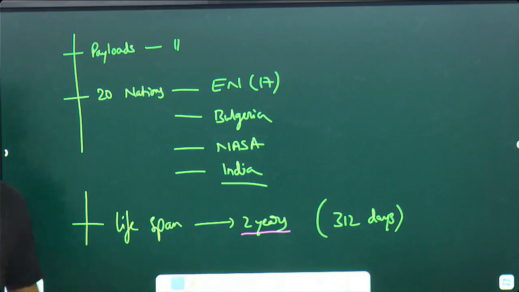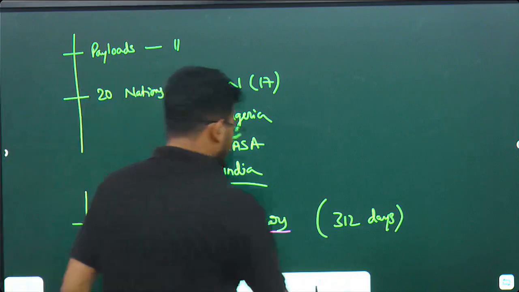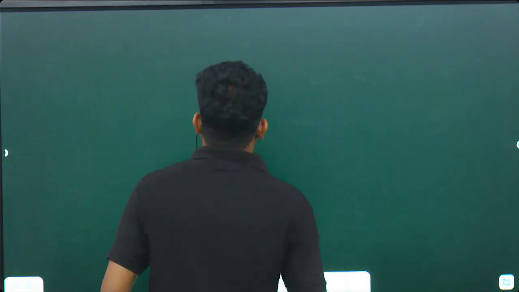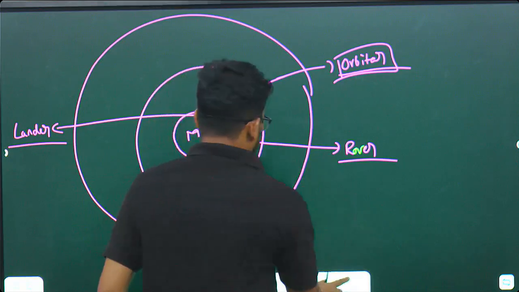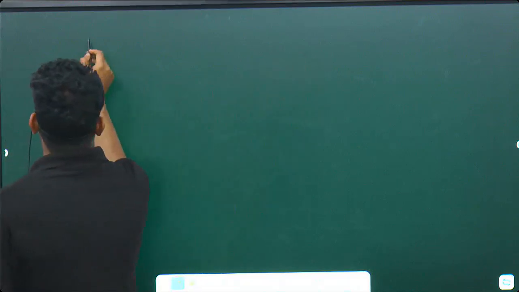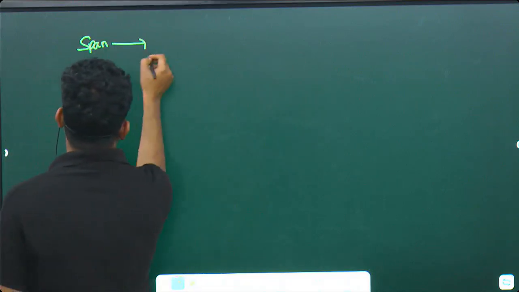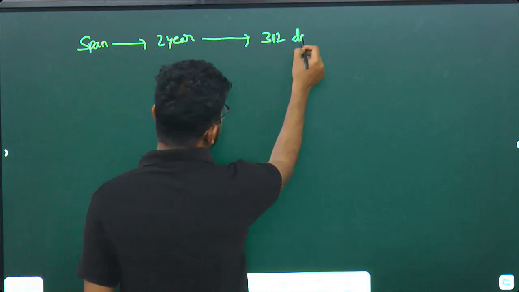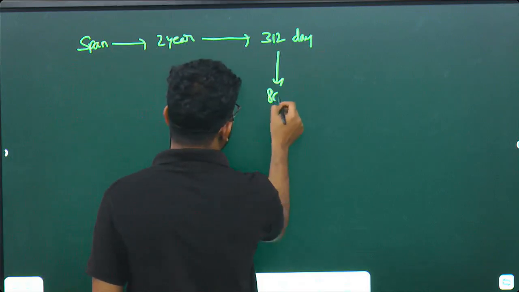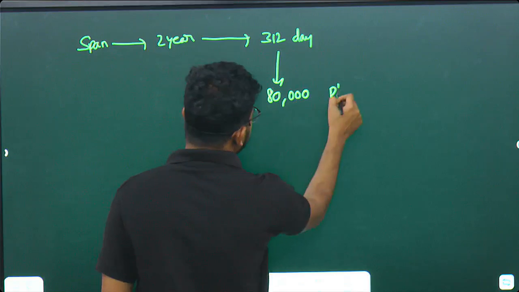Done? Yes. Now, do you want to write this down? No? Okay. No need, right? Anyways, again in Chandrayaan 3, we will discuss all these things. See, lifespan is 2 years, and it worked for 312 days. In 312 days, it has taken 80,000 photographs.